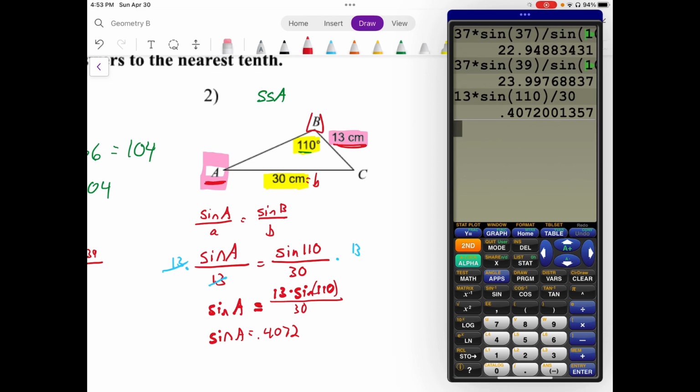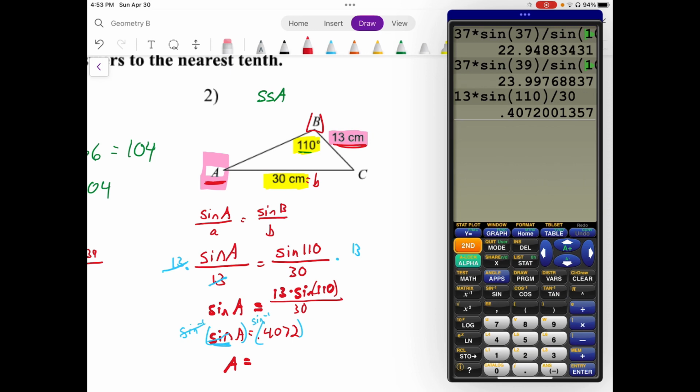Now, what we need to do here is use inverse trig. So how do we get rid of sine? Well, we do inverse sine. And we did this before when we did trigonometry. So on the left, the inverse sine and sine really just cancel each other out. And so we have A equals, on our calculators, we're going to do inverse sine.